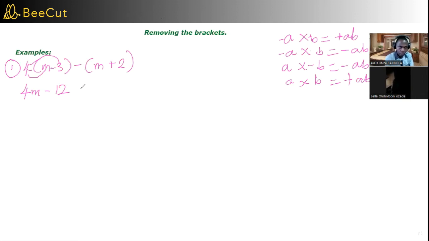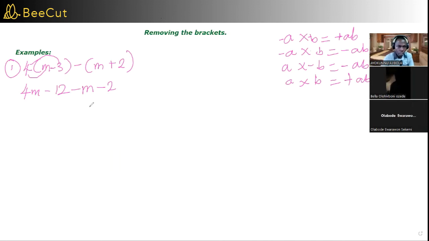Then negative 1 times m is negative m. Then negative 1 times 2 is negative 2. Once you have something like this, all we have to do is simplify it, in the sense that you have to bring the ones that are the same closer together. Like this 4m is the same as m, so I'm going to bring them closer: 4m minus m. Then I have negative 12 and negative 2.